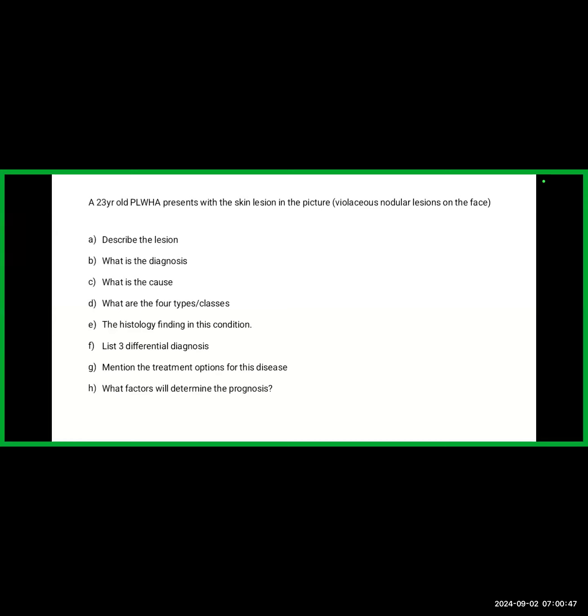C, what is the cause? D, what are the 4 types or classes? E, the histology finding in this condition. List 3 differential diagnoses. Mention the treatment options for the disease. And lastly, what factors will determine the prognosis?